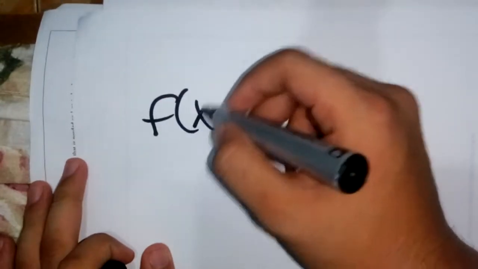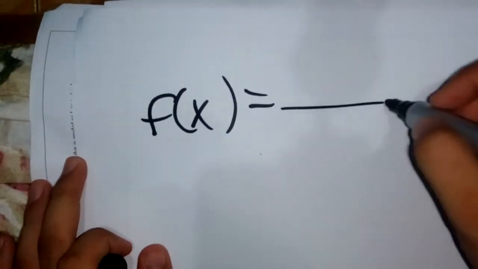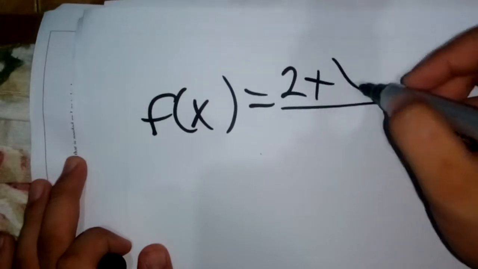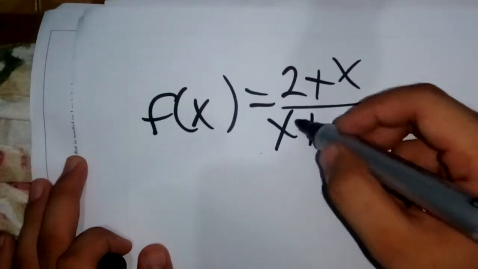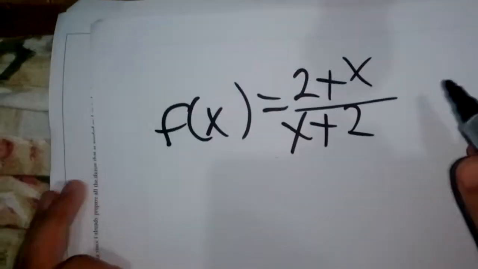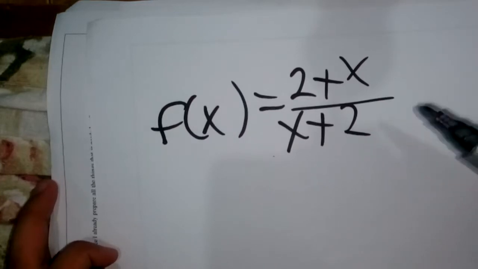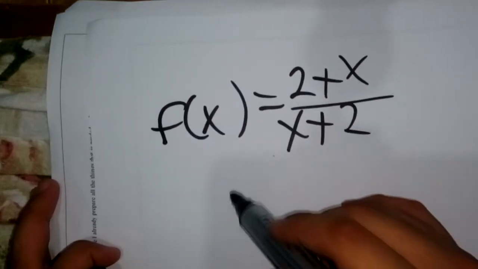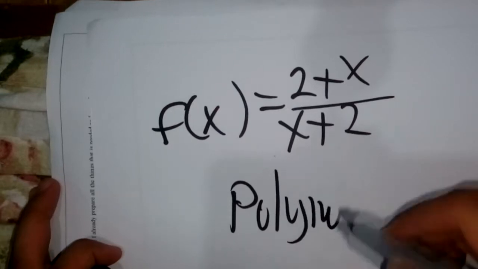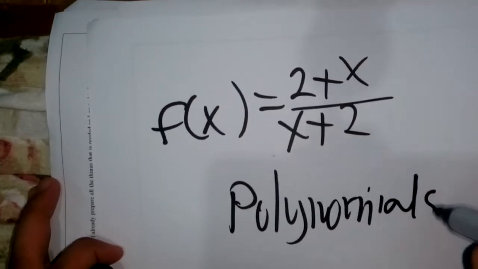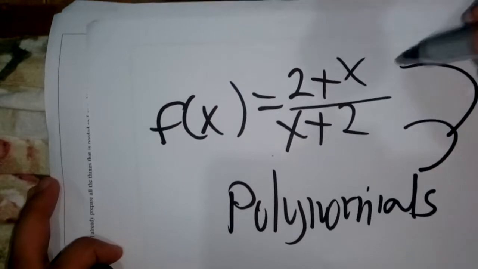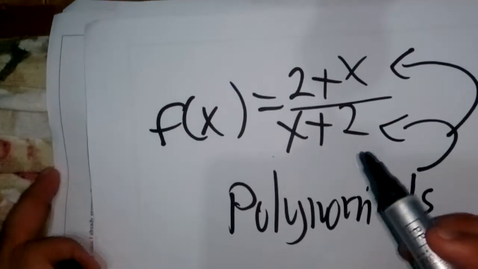Defining a rational function. Some simple ways are there to give a specific answer. Example, f of x equals 2 plus x over x plus 2. Solution: it is a rational function. Both the numerator and denominator are polynomials.